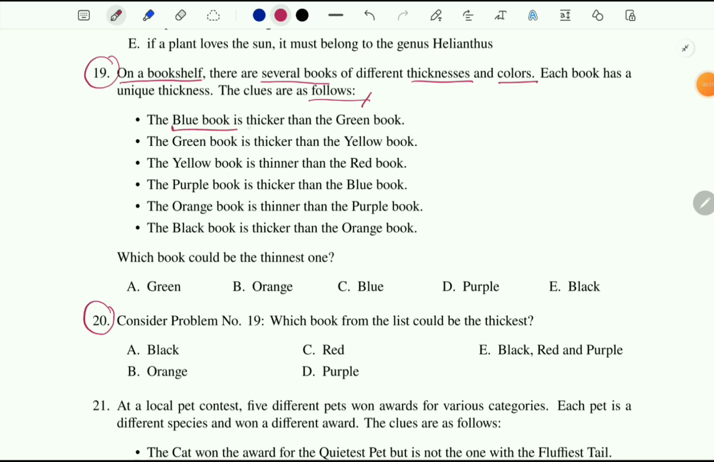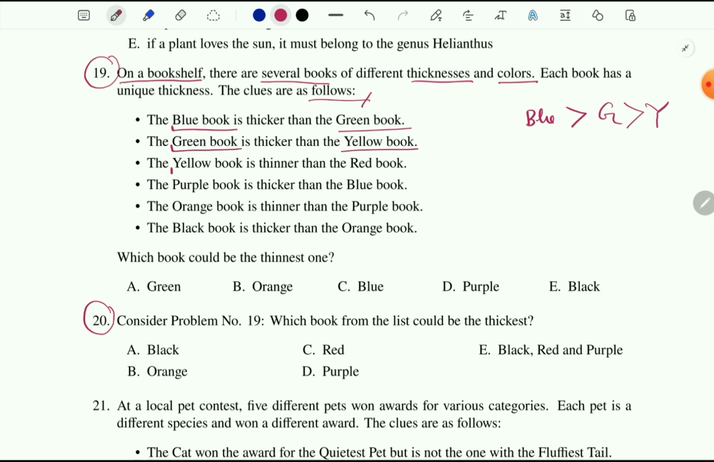The blue book is thicker than the green book. So let's write blue, which is thicker than green. Our second clue is the green book is thicker than the yellow book. So green is thicker than yellow. Now we have a hierarchy. We can definitely say that the blue book is thicker than yellow too.